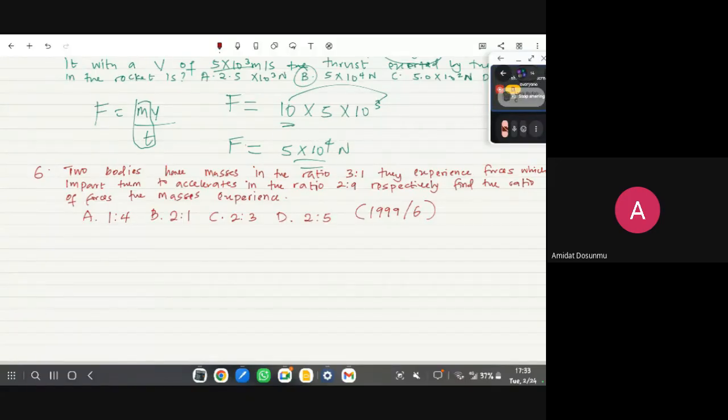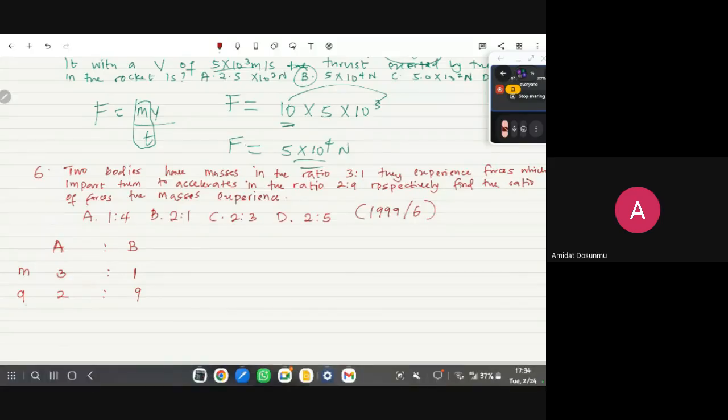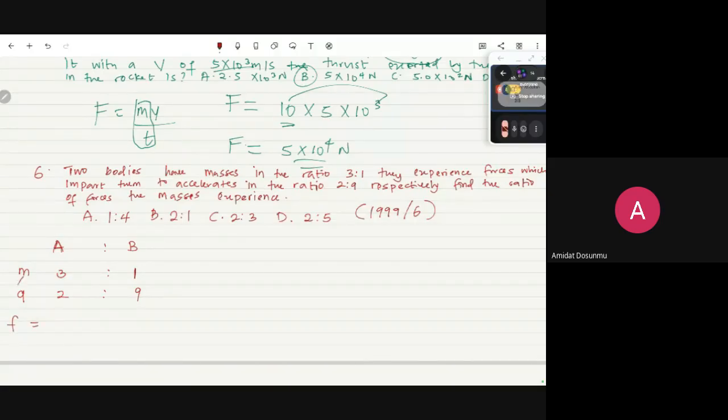Good. So two bodies have masses in the ratio 3 to 1. So body A and body B, the ratio of their mass is 3 to 1. They experience forces which impact them to accelerate, so the acceleration is in the ratio 2 to 9. So what will be the ratio of their forces? What is force? Mass times acceleration. So just multiply: 3 times 2 is 6, 1 times 9 is 9. So 6 to 9, if you take it to the lowest term, is 2 to 3. So the answer is 2 ratio 3, which is option C.